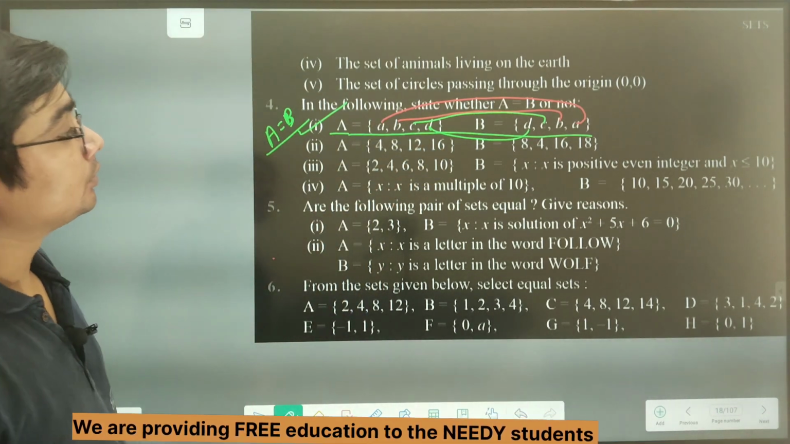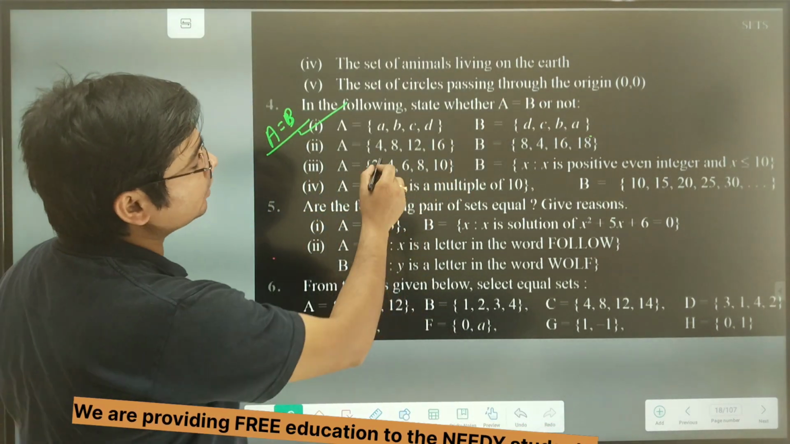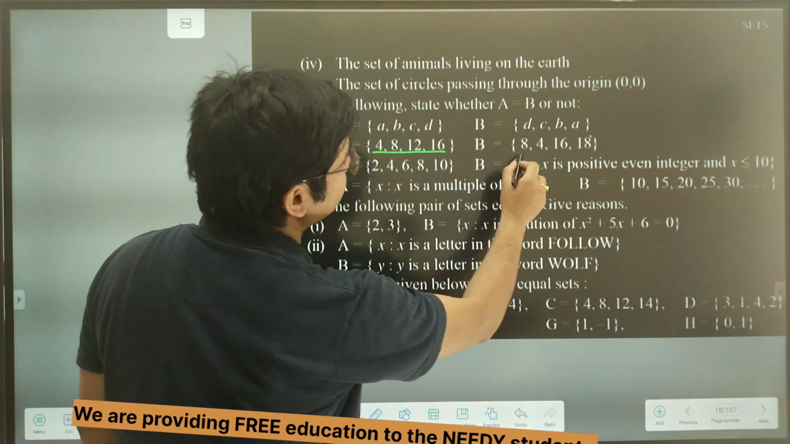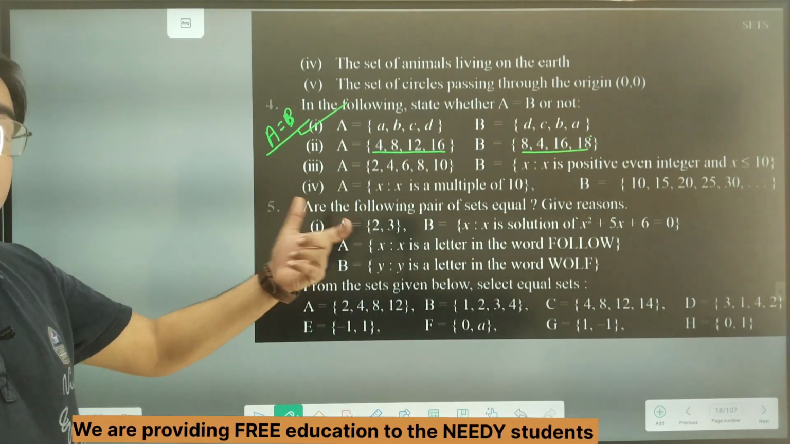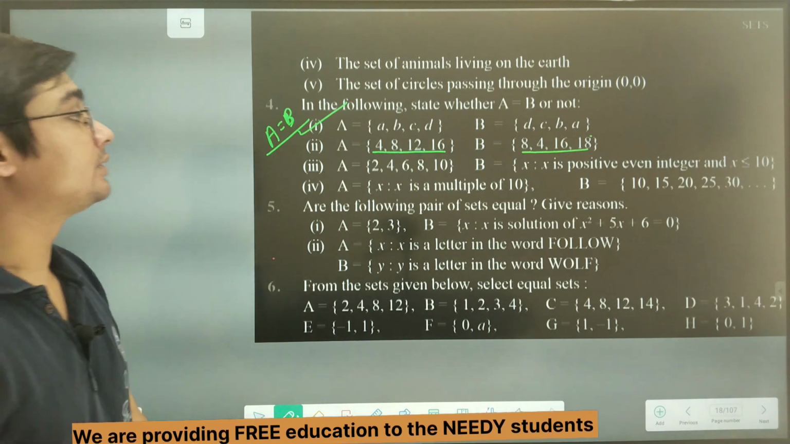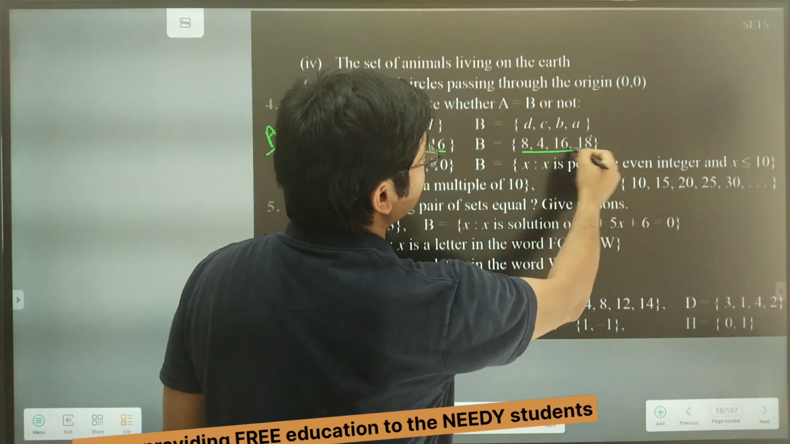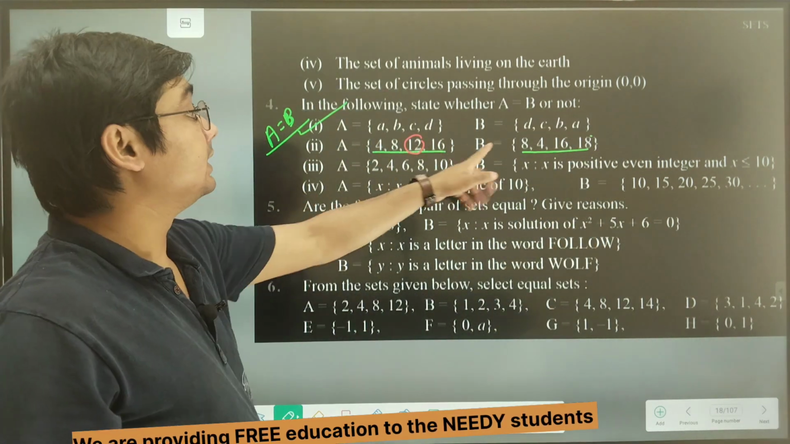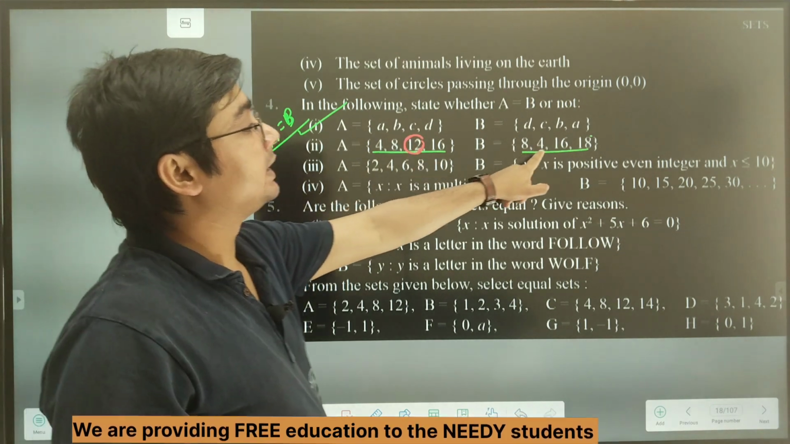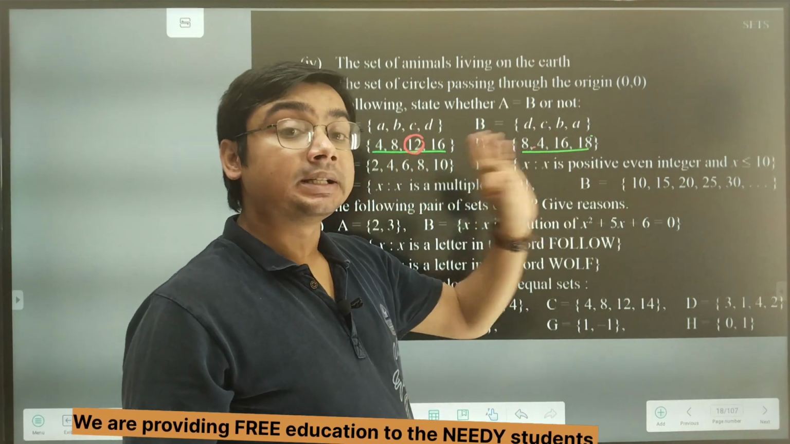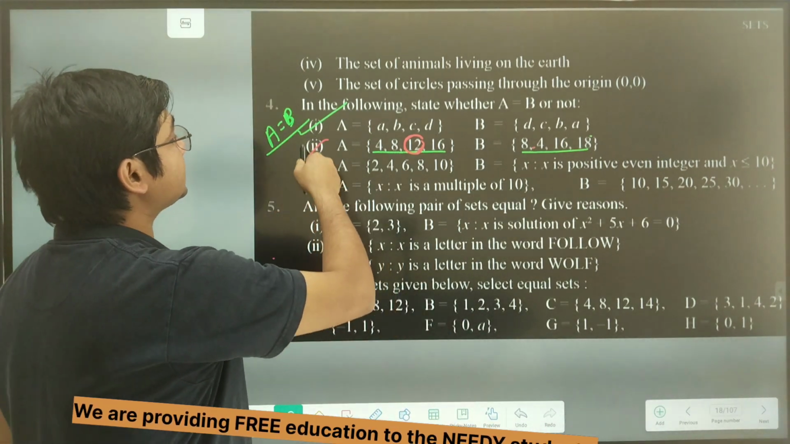Now come to the second one. Here in the second one you see how many elements are there. There are 4 elements. Here also there are 4 elements, but are they equal? Are the elements also the same? Here 12 is an element in this set A, but here there is no 12. That means they are not equal. Yes, because देखो इसमें 12 है but there is no 12. That means the elements are not the same here. That means these two are not equal.